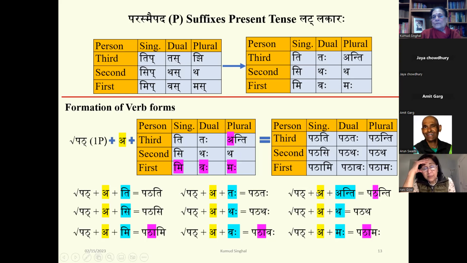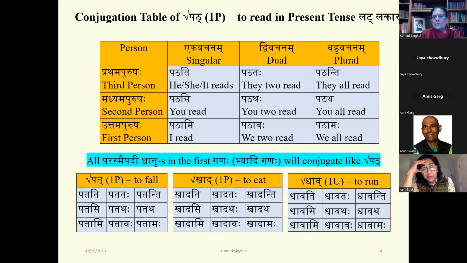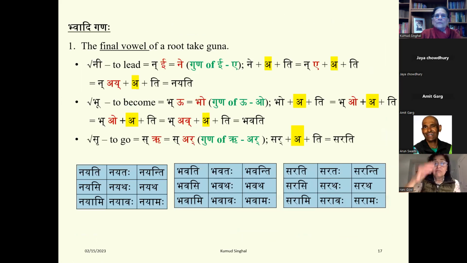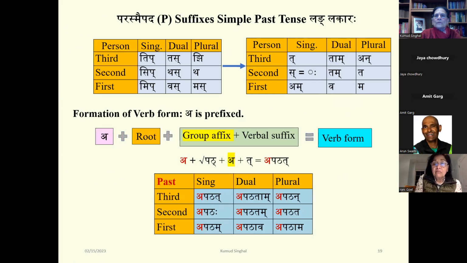And the other question I had, Kumuji, is that when you were talking about the simple past tense, I guess that is the lan lakara. Yeah. When you have the upasarga, the way you do it is you first form the ordinary lan lakara and then you add the upasarga. Is that correct? Yeah, that's what you will do.